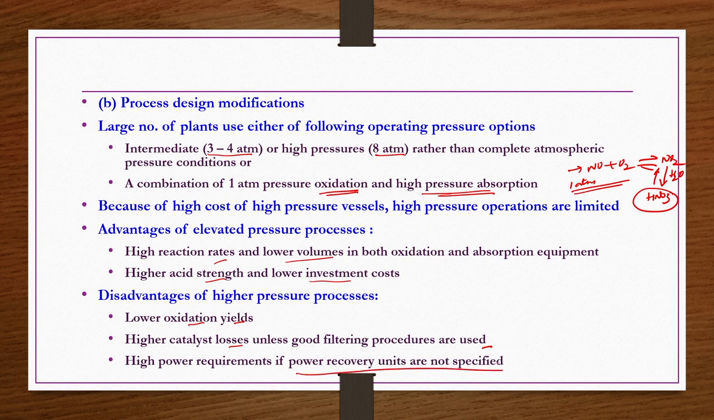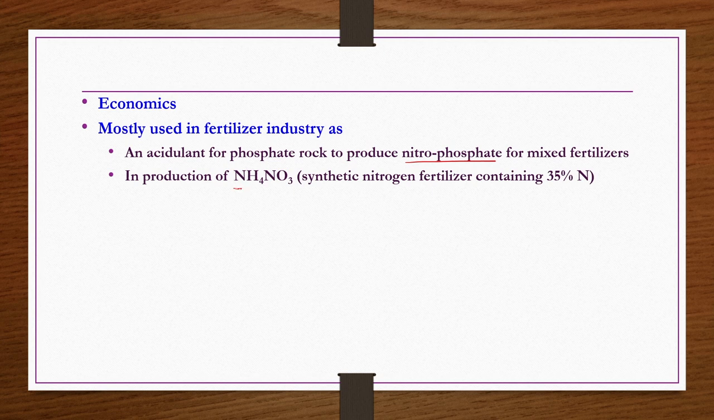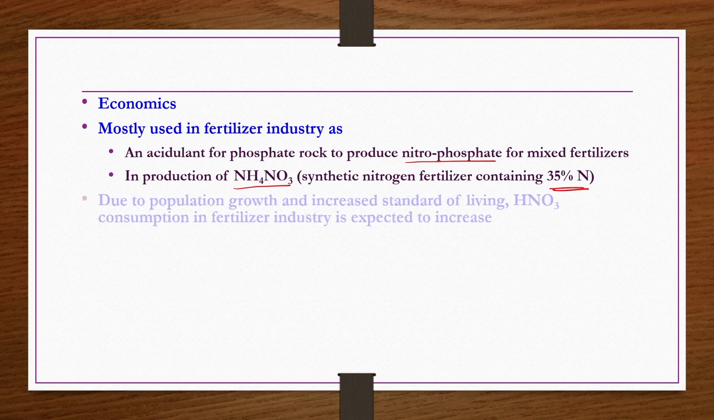Now we see the economics of nitric acid, that is, the end use of nitric acid, where we can use it. Majorly it is used in the fertilizer industry as an acidulant for phosphate rock to produce nitrophosphate for mixed fertilizers. Mixed fertilizers we are going to discuss later, in the subsequent course after a couple of weeks. It is also used in the production of ammonium nitrate, which is a synthetic nitrogen fertilizer containing 35% N.